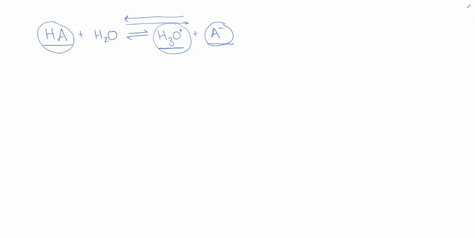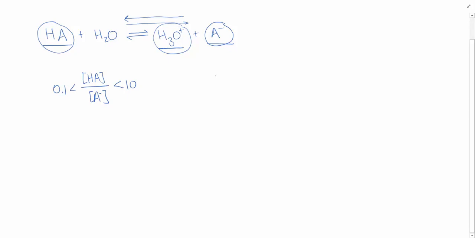So a buffer solution is one where you have a weak acid and its conjugate base in both similar and significant quantities, and they are able then to resist changes in pH upon addition of acid or base. So when we say similar concentrations, what we mean by that is they can be up to a 10-to-1 ratio in either direction. So if you were to take the concentration of your conjugate acid and divide it by the concentration of your conjugate base, it should be less than 10 but bigger than 0.1 in order to have an effective buffer.